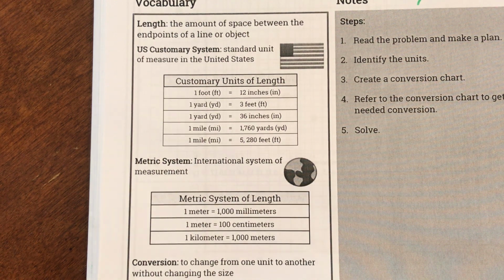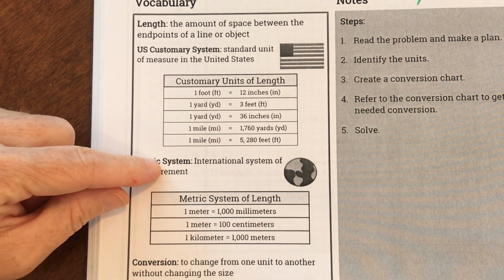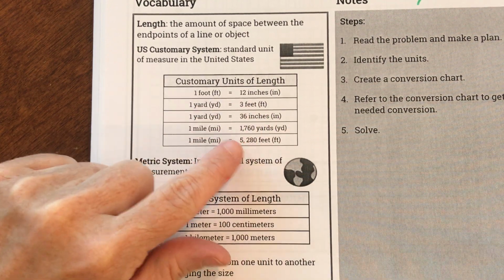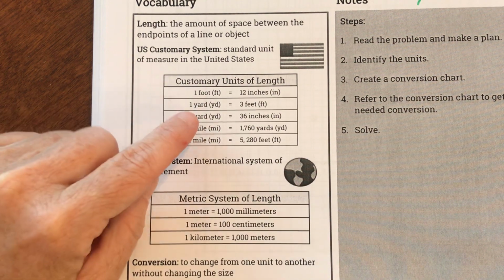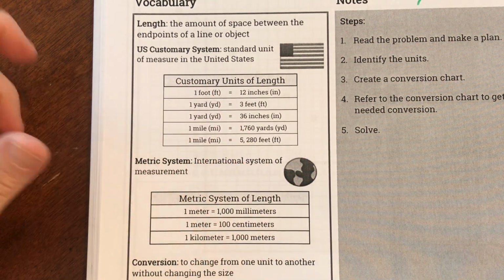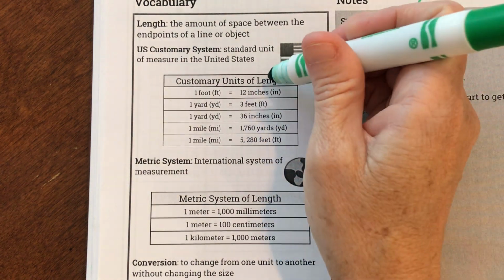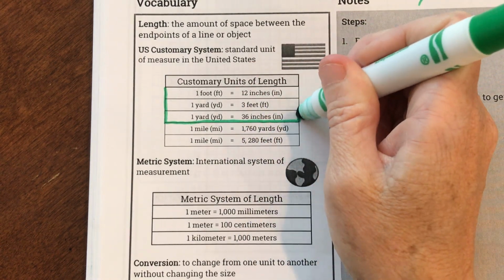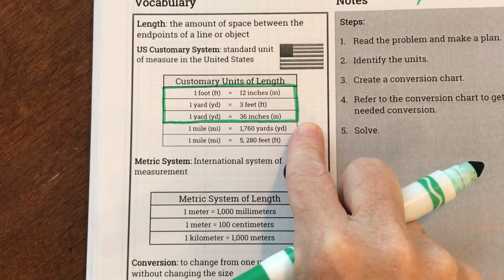Okay, so let's go back to the U.S. system. And here are the measurements that we're going to be using. You've heard a lot of these words: foot, inches, yards, feet, mile. This is an equivalency chart. It lets us know what's equal. I'm going to box in the first three equivalencies. You're going to be expected to have these three memorized.